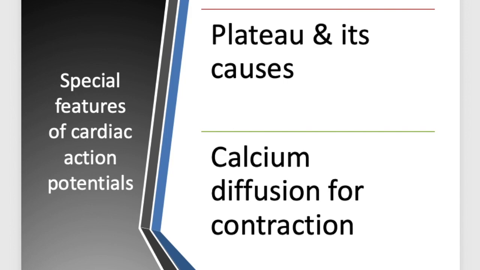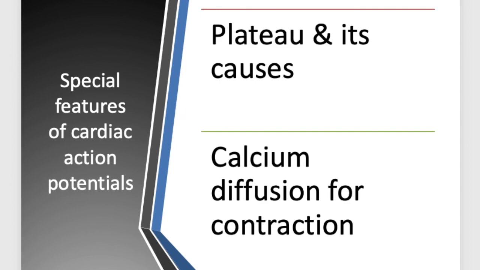Two very important features of the action potential, especially in the ventricular cardiac muscle, are its plateau and a special kind of calcium diffusion. Now, if we think about the causes of the plateau, you should know that the slow entry of sodium and calcium ions into the cardiac muscle cells is one of the causes of the action potential plateau.